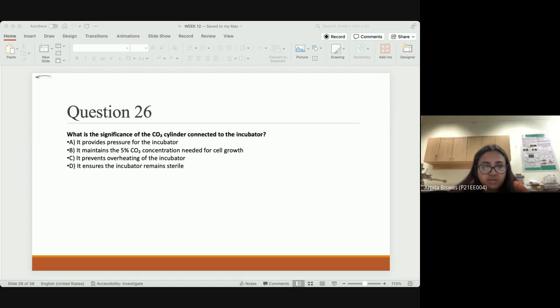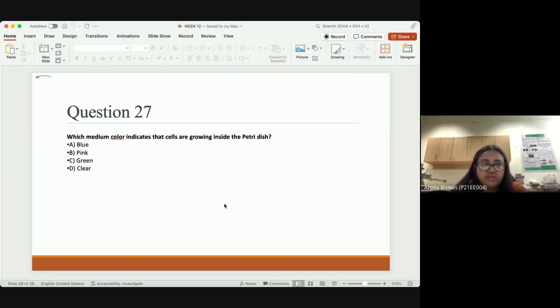So the right option is option D. It maintains the 5% CO2 concentration needed for cell growth. Okay. So next move toward question number 27.